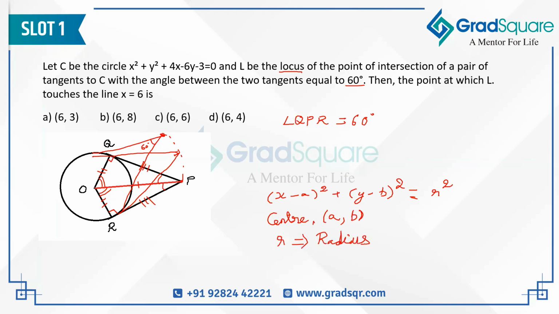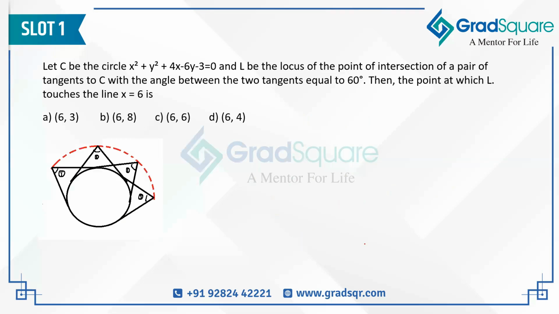Okay. So these couple of things we have to understand. Now, with this being said, let me show you how the locus of the point of intersection of the pair of tangents which have a constant angle between them will look like. So if I draw multiple pairs of tangents around a circle with the same angle of intersection, then if I join those points, I will get the locus of this point as a circle itself.